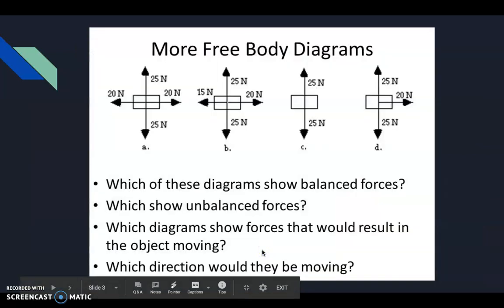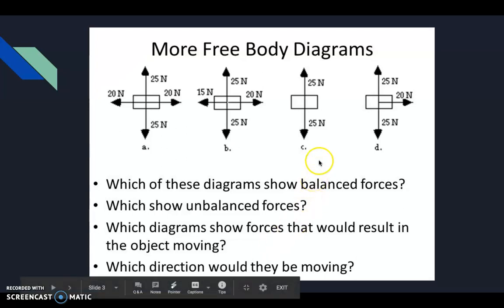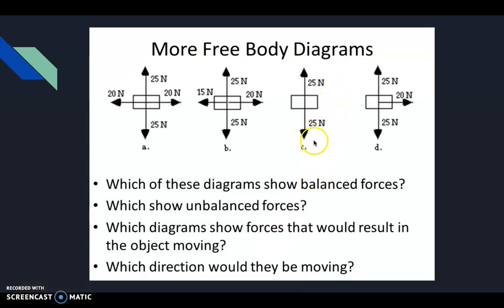All right, so more free body diagrams. How could we determine if these diagrams show balanced forces? What we would look for is the same amount of force on all vectors of that object. A vector is these arrows that you're looking at, and they represent the forces acting on that object. The N stands for Newton, and that's the unit of force.